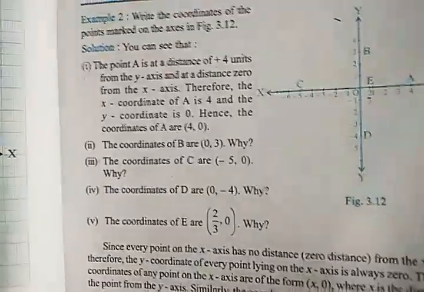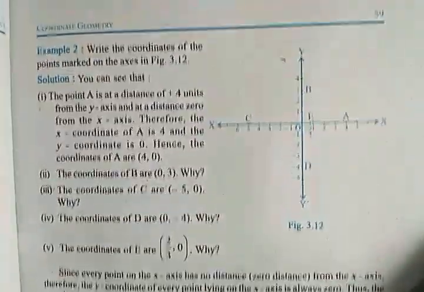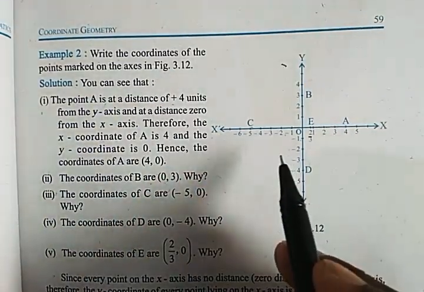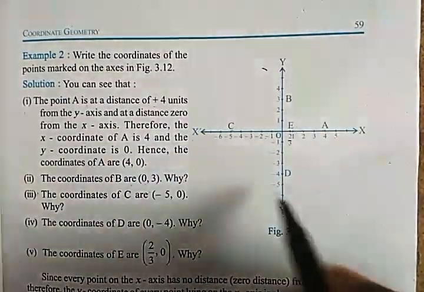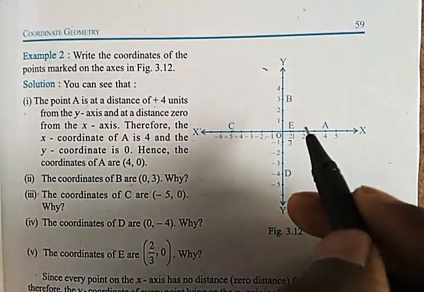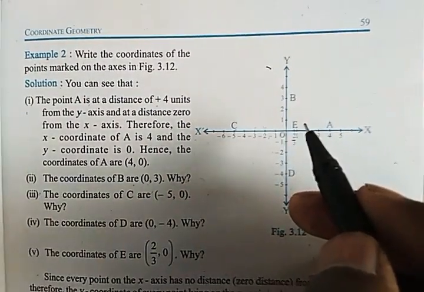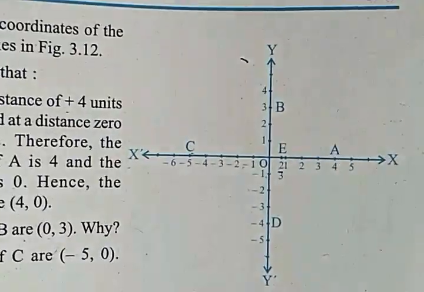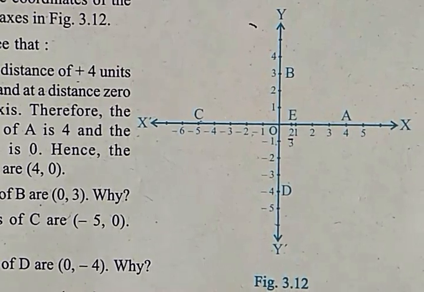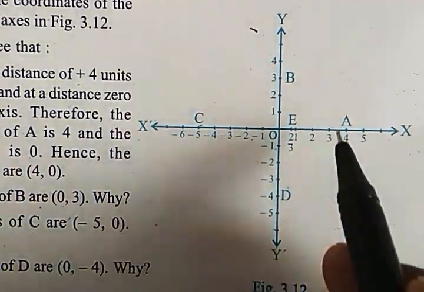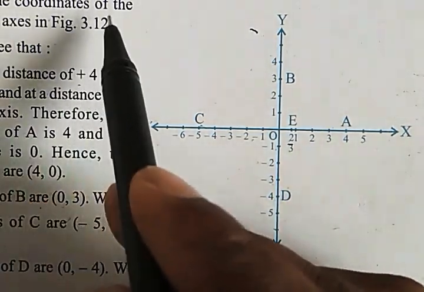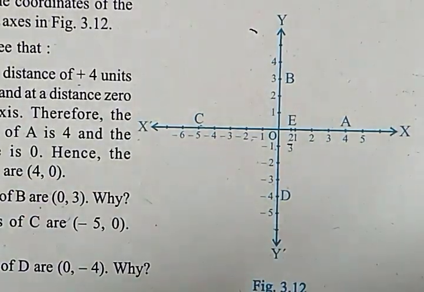You have one more example, that is example number 2. Let us look at this example. Write the coordinates of the points marked on the axis, figure 3.12. See here, this is figure 3.12, and these are the points given over here. Let me zoom it a little bit. Yes. So here A, B, C, D, E, 5 points are there.